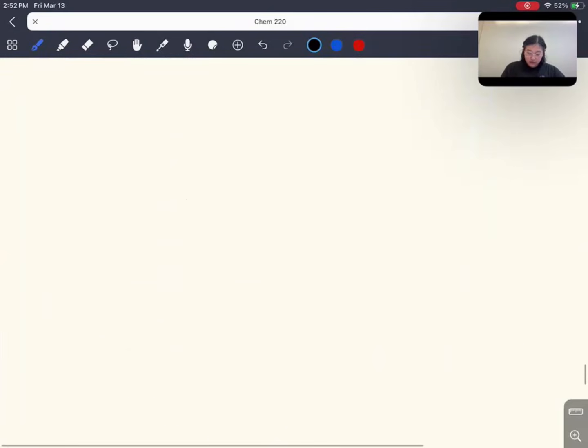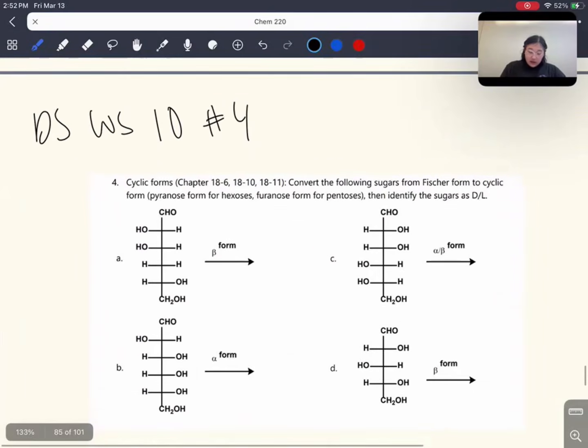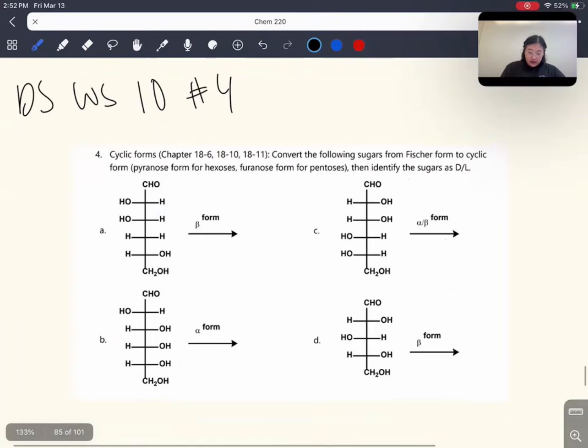Okay. The next question is from discussion section worksheet 10. It's question number 4, and it asks us to convert the following sugars that are in Fischer form, so that are in this linear form, to their cyclic form. And then it also asks us to identify the sugars as D or L. So there's two ways to do this. You can either do it the long way or you can do it the shortcut way.